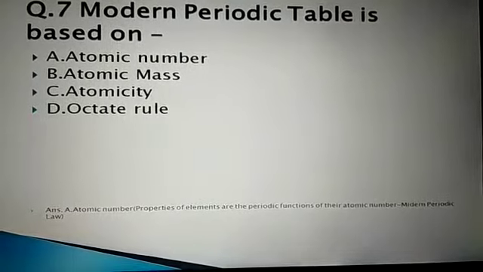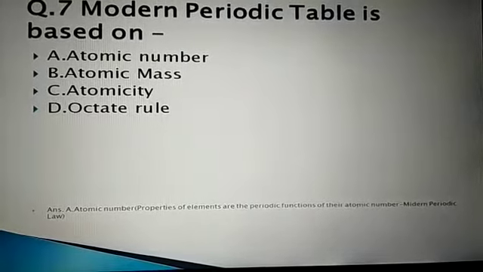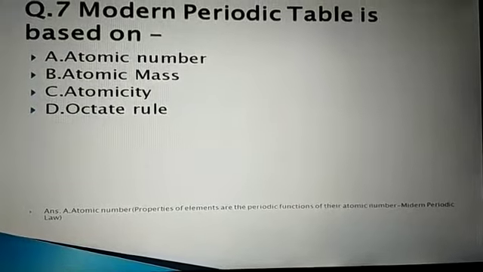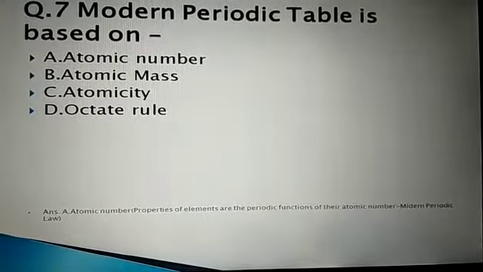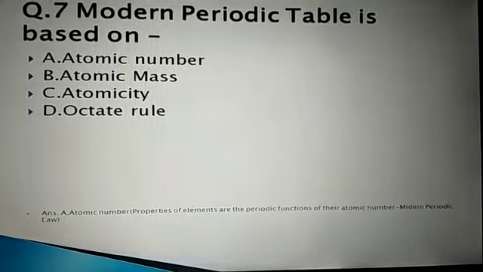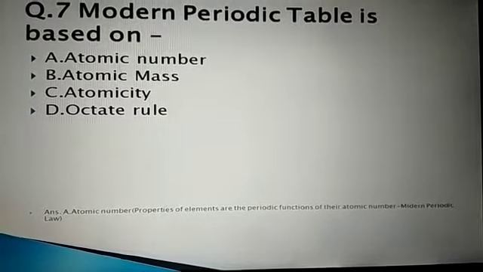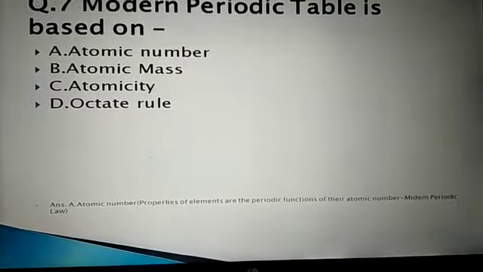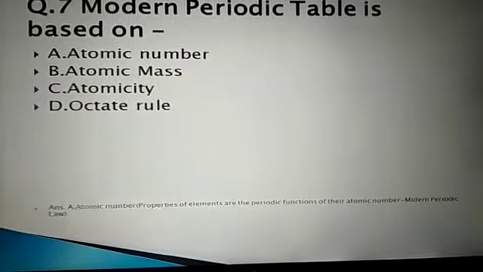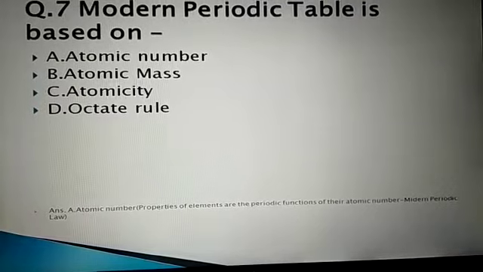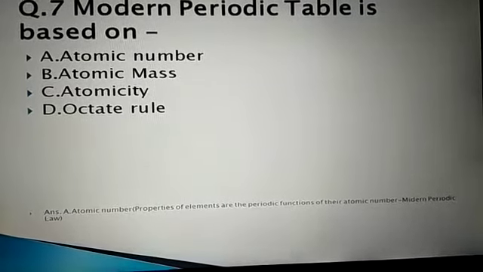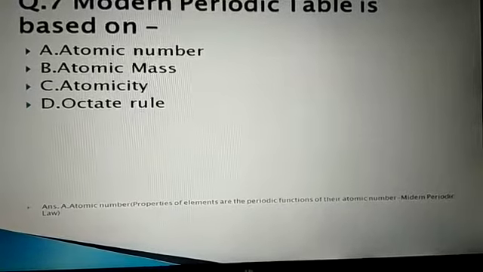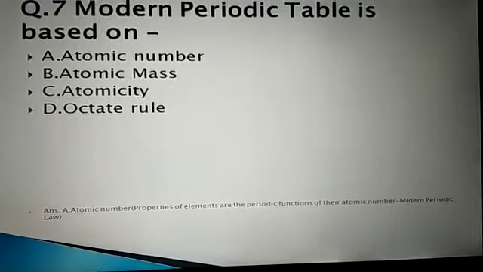Question number 7. The periodic table is based on which rule? The options are A. Atomic number, B. Atomic mass, C. Atomicity, D. Octet rule. And the answer is atomic number. The modern periodic table is based on atomic numbers. This is also called the modern periodic law.